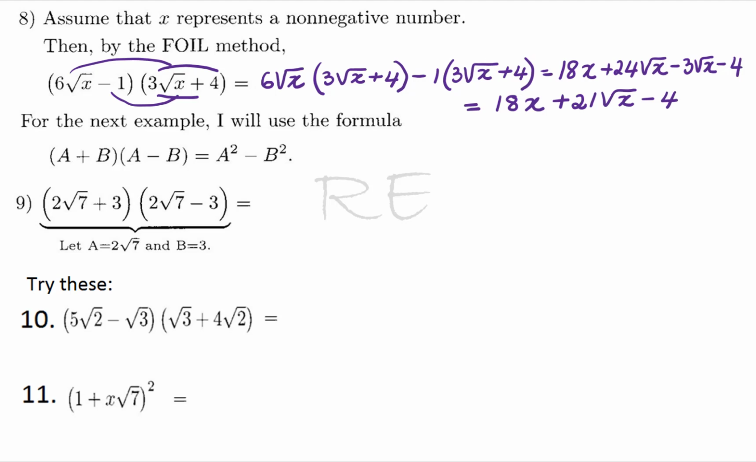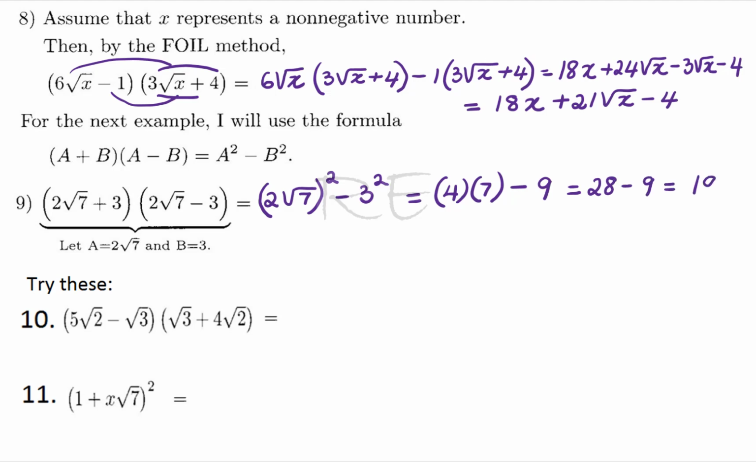The next example: when we multiply two conjugates, we get a difference of squares. So 2 square root of 7 squared minus 3 squared. 2 square root of 7 squared is equal to 4 times 7, minus 9. And 4 times 7 is 28. 28 minus 9 is 19.